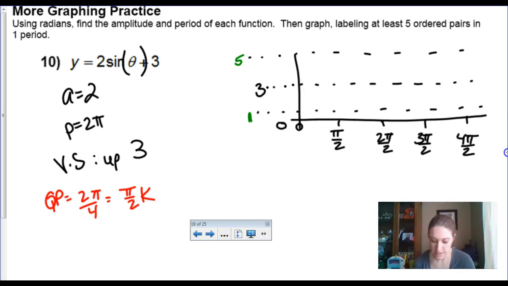So we have a sine function this time, and sine function begins in the middle. So at 0, it's starting here at 3, and then it goes to the upper line, back to the middle, lower line, back to the middle.